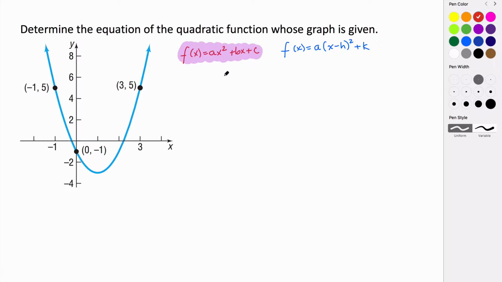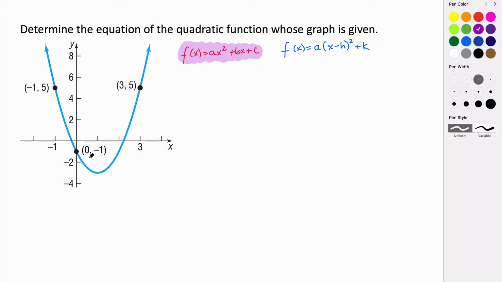So in order to write our equation in standard form, we have to figure out what A, B, and C are. And we're going to use these 3 points to substitute in for the values of x and f of x to solve these equations for A, B, and C.